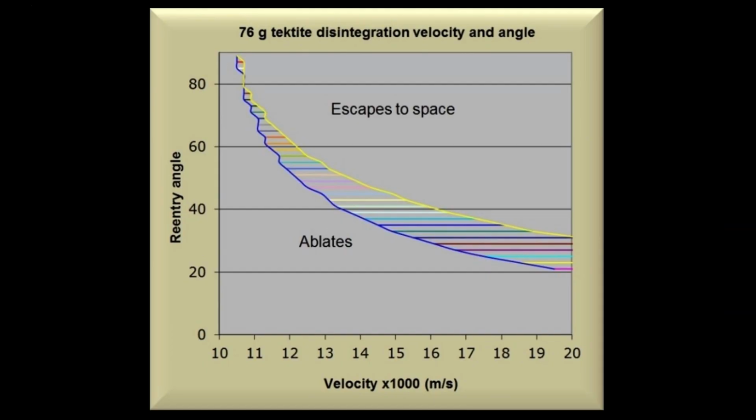Example of a 76-gram tektite, re-entering the atmosphere, dependent on reentry angle and velocity. Between the blue and yellow lines, the tektite would disintegrate as the atmospheric pressure exceeds the tektite tensile strength. Below the blue line, ablation takes place, and above the yellow line, the tektite escapes to space.